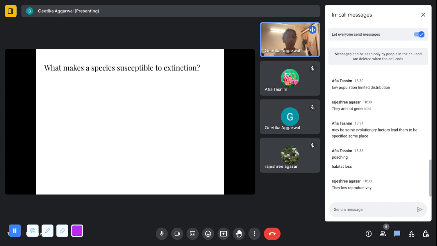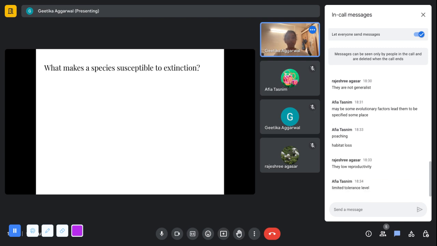Okay, they have low reproductivity. So basically, if it's a K-selected species, it is going to be more susceptible to extinction, right? Limited tolerance level, very nice. So these are some of the features.